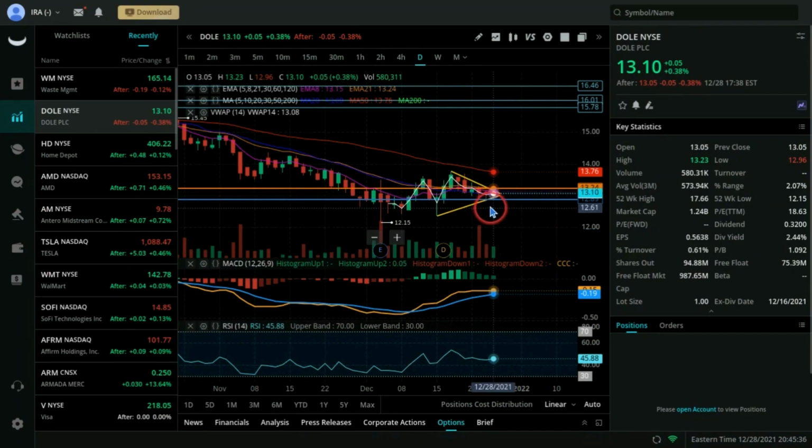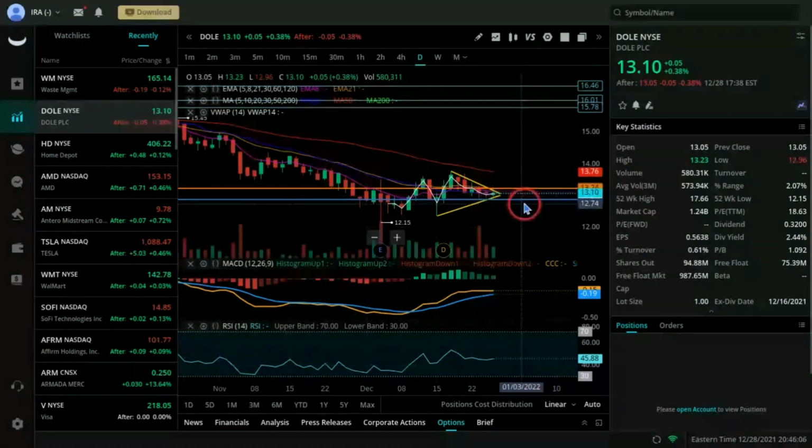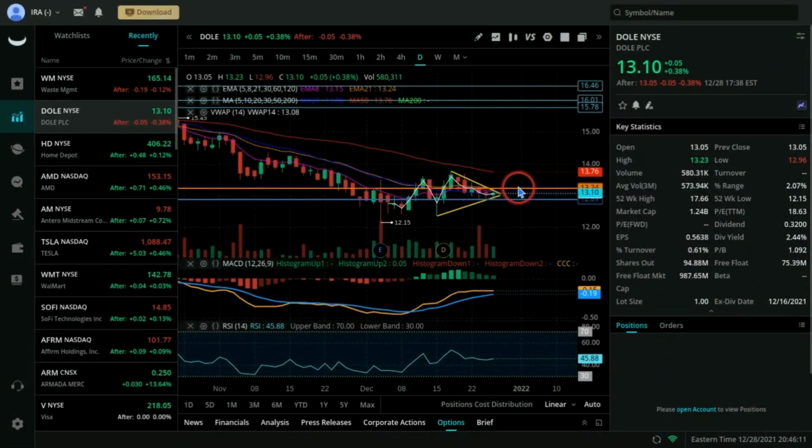And you can actually look for a breakout above this pennant as before. So this one, your call trigger would be 13.15. And your put trigger would be 12.95. But with something this close and tight, you might as well just play the break below support and a break above resistance.